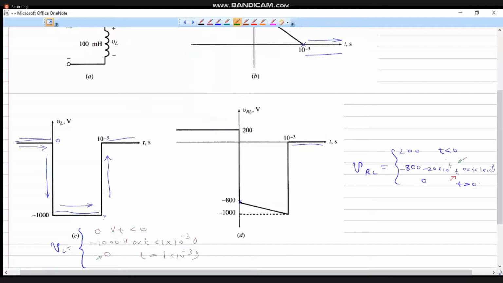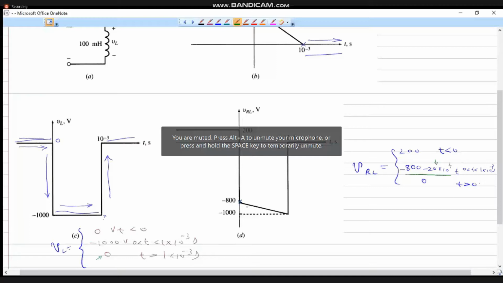So for t less than 0 seconds, the total voltage across the series RL will be equal to 200. Then at t greater than 0 but less than 1 millisecond, it takes the shape of minus 800 minus 20 into 10 power 4 t. Okay, so at t equal to 0, the 20 into 10 power 4 term will vanish, so that you will have only minus 800. That is seen here, as you can see, it is minus 800.